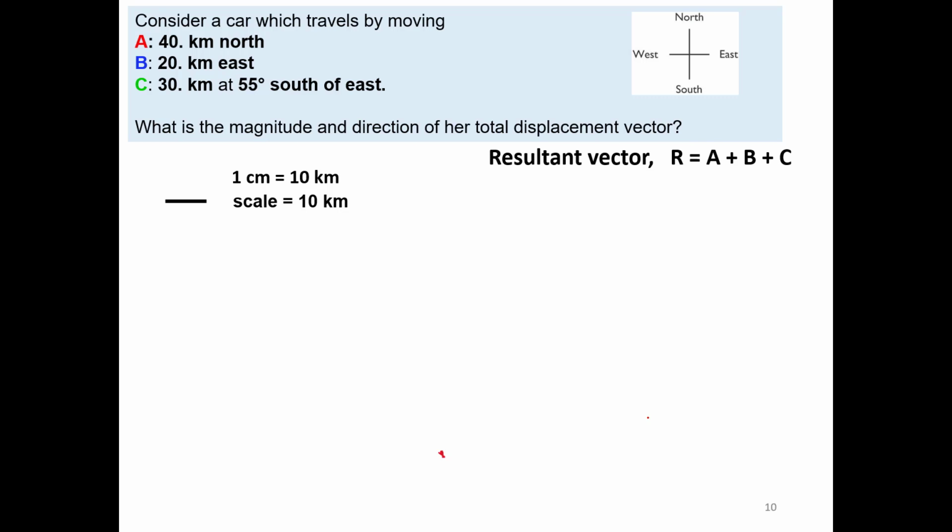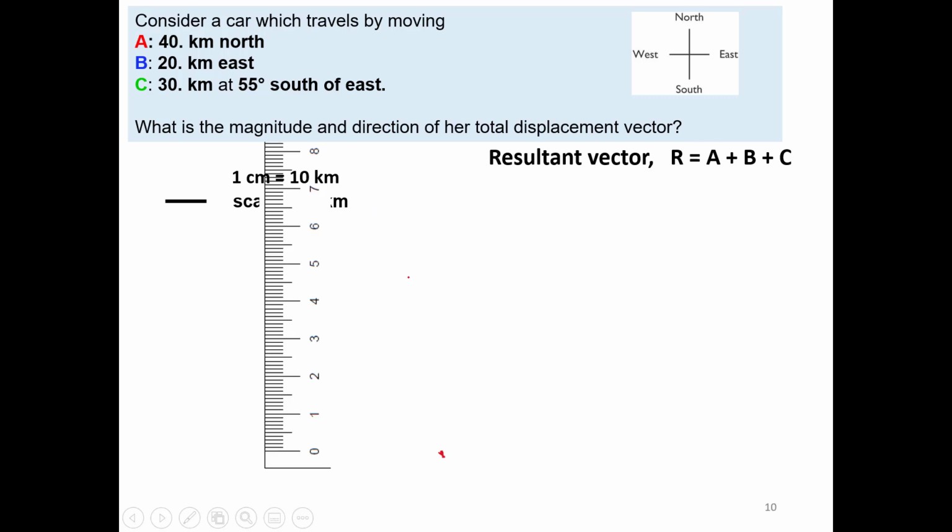And step number 1, we draw the first vector, 40 kilometers. We already know this is the scale we are going to use. Then we draw the first vector. Use the ruler to draw the vector. Then 1, 2, 3, 4. Use the ruler, use your scale, and draw the first vector.